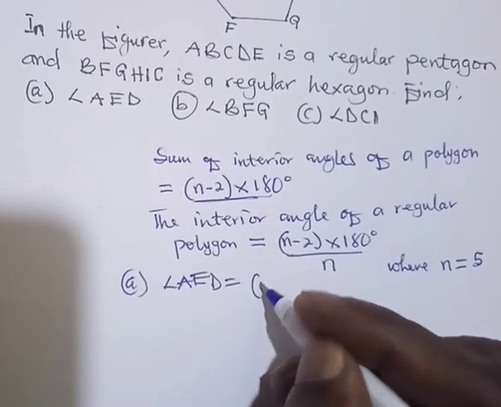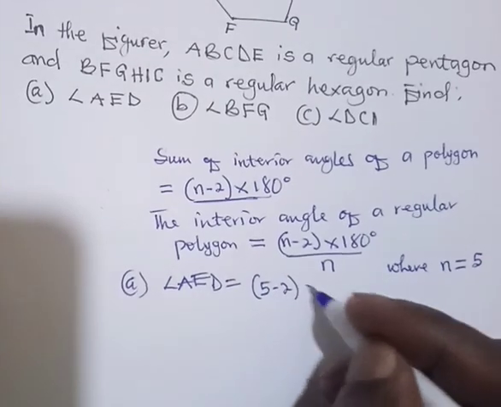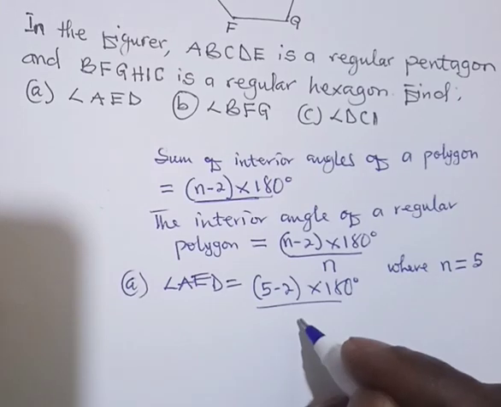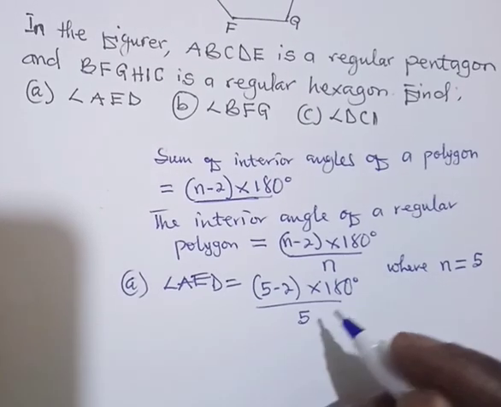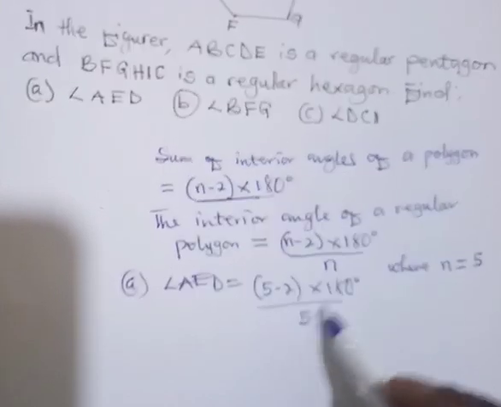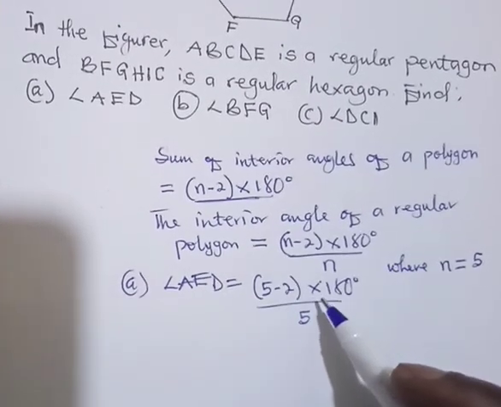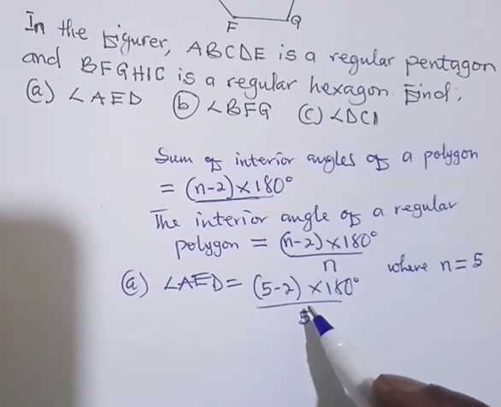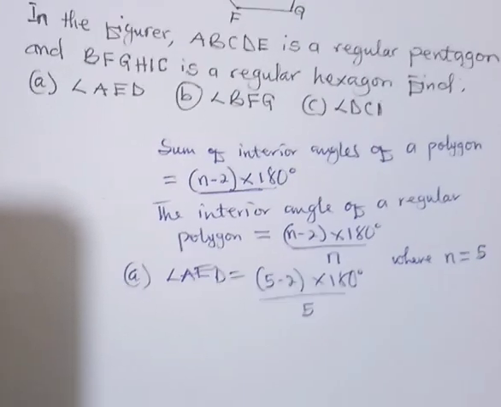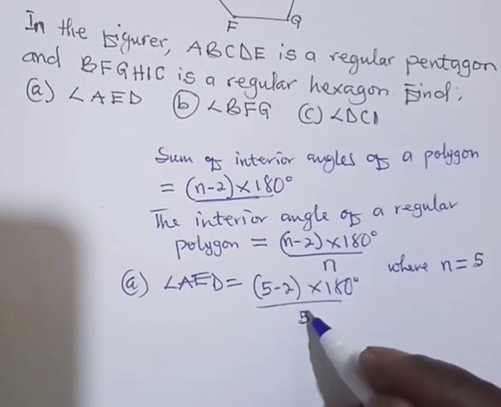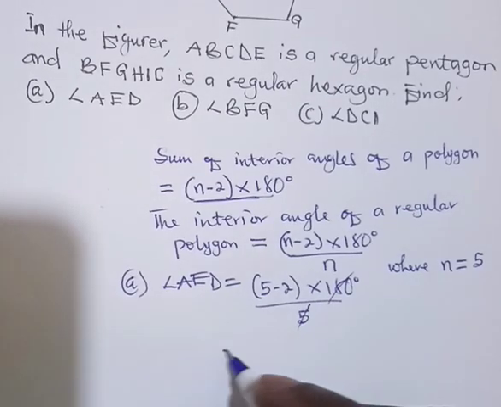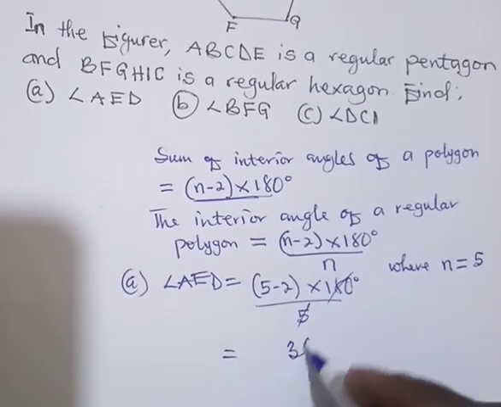So it will be (5 minus 2) times 180 degrees, all divided by 5. Good. So how do we calculate? This is algebra. You can do your simple algebra, then you find the answer. So let's see how to find the answer. When 180 is divided by 5, we are getting 36.